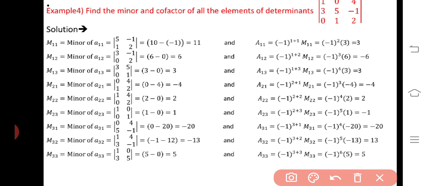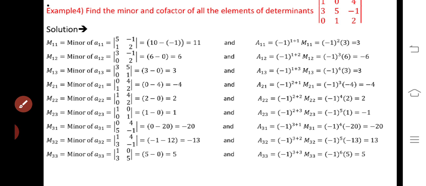Then the cofactor of 2, 1 is minus 1 to the power 2 plus 1 into the minor of 2, 1. I know the minor of 2, 1 is minus 4. Minus 1 to the power 2 plus 1 is 3. Minus 1 to the power 3 is minus 1. Minus into minus 4, sorry, here plus 4 we will get. Please make that correction. Okay.